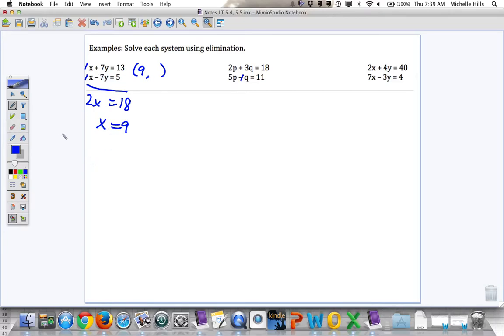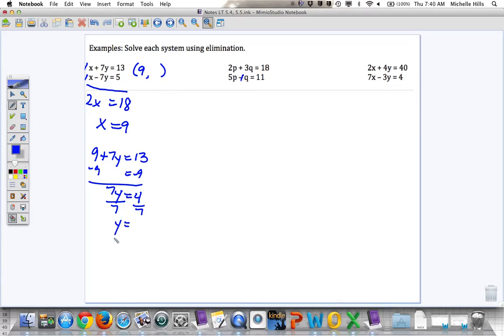If x is 9, I'm going to go back, and I think the first equation looks easier to plug 9 into and solve for y, just because there's no minus in it anywhere. So I'm going back to my first equation: 9 plus 7y equals 13. When I subtract 9 from both sides, I get 7y, and that's positive 7y, paying attention to what's in front of it, equals 4. Then I divide both sides by 7.